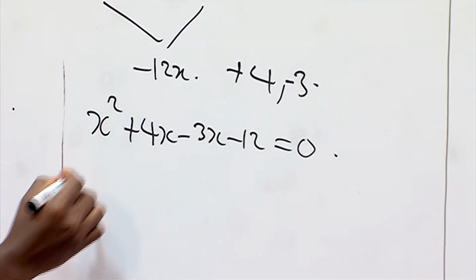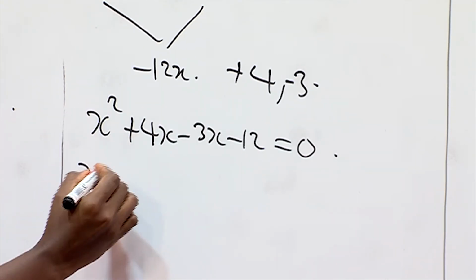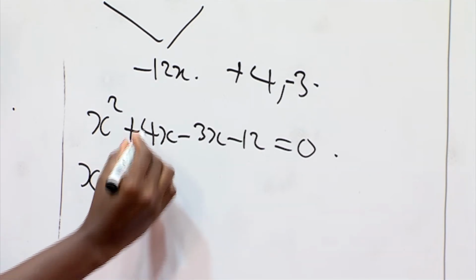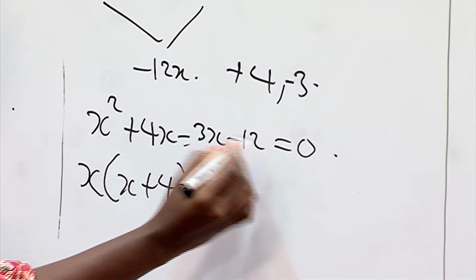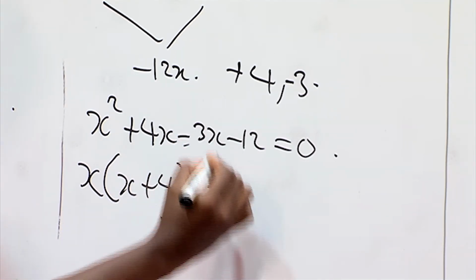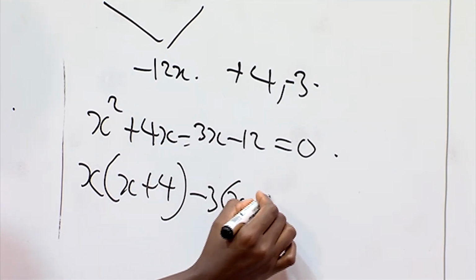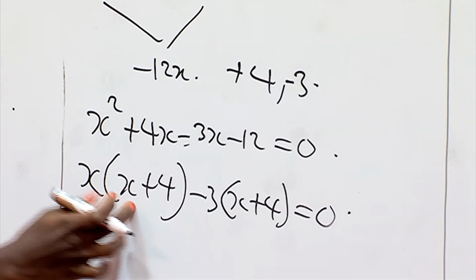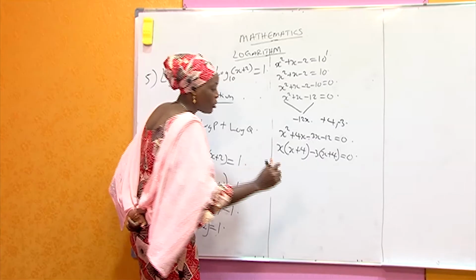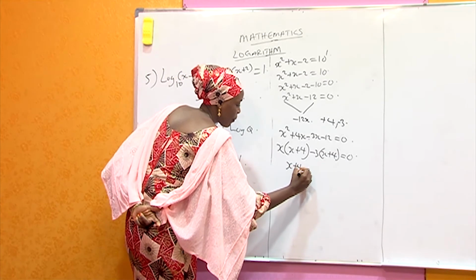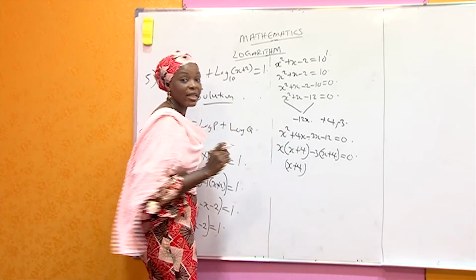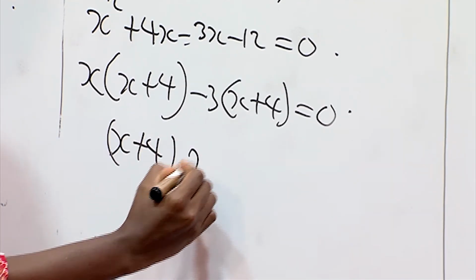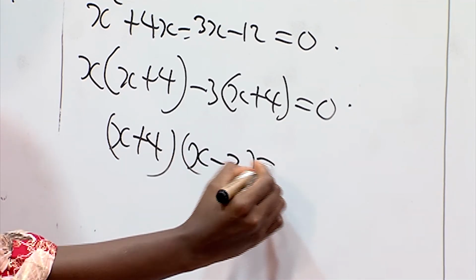So we factor out what is common here: x, leaving x plus 4. What is common here is minus 3, and we are left with x plus 4, equals 0. You realize that the brackets are the same. So you pick one of the factors, x plus 4, and the numbers outside the bracket, you bring them together as x minus 3, equals 0.